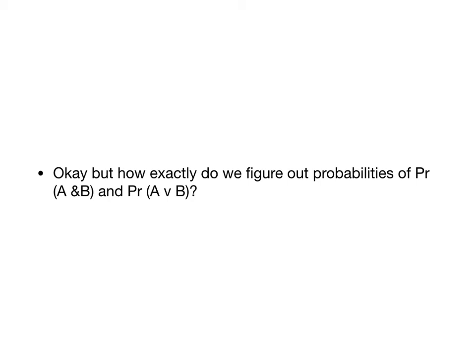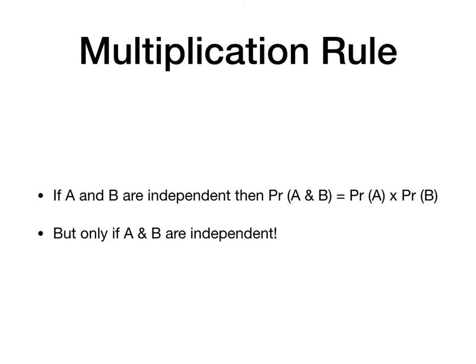How exactly do we figure out the probabilities of A and B and the probability of A or B? We know the probability of A and B is usually less likely to be true than A, and that A or B is usually more likely than A, but what exactly is the probability? Let's start to get into this.